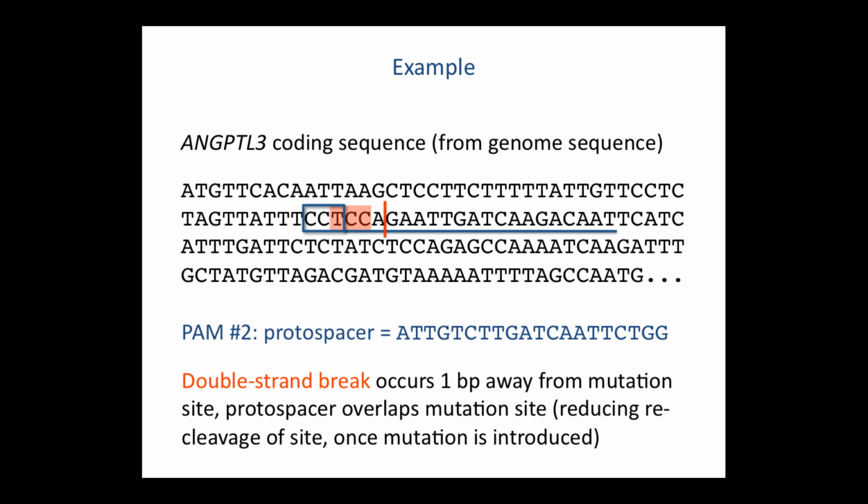Here's the second possible protospacer. The break will now occur just 1 base pair away from the mutation site. The protospacer is not GC-rich, which is an advantage. The mutation site falls within the protospacer, which is an advantage.